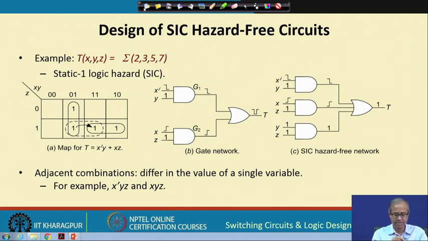Right. Now, coming back to this Karnaugh map, this glitch happens because we are changing a single variable, here it is x, and there are two adjacent combinations we can identify, x bar y z and x y z.